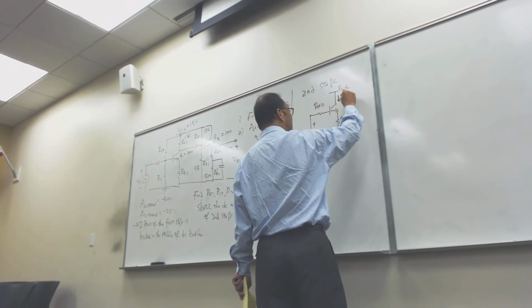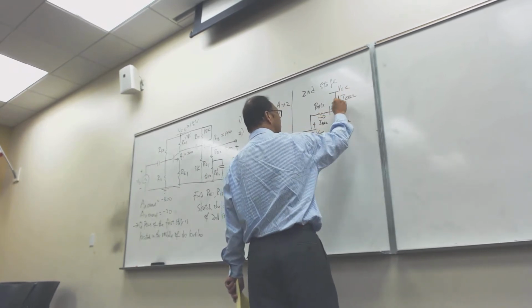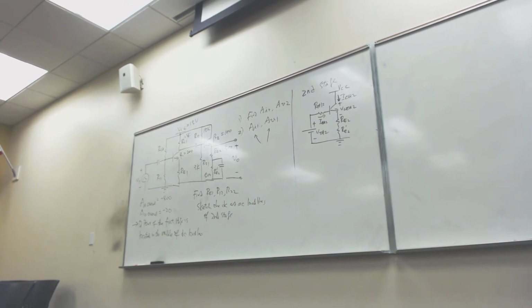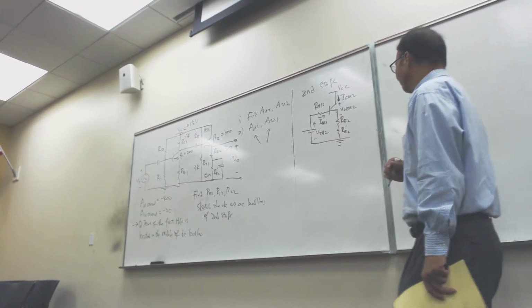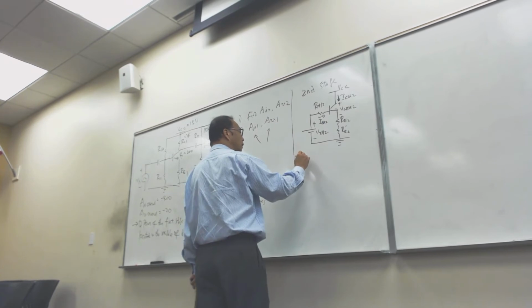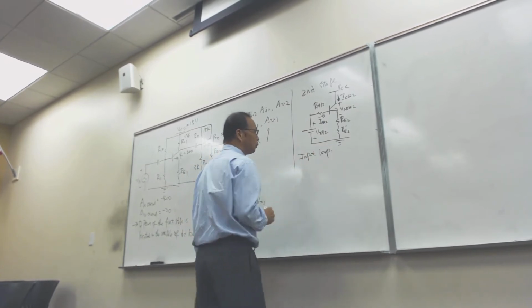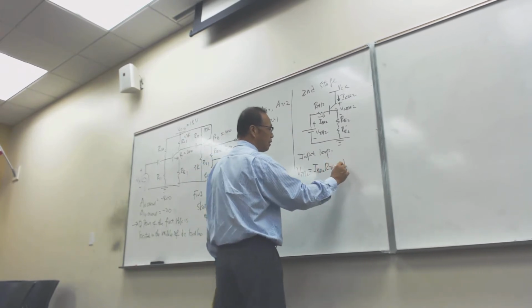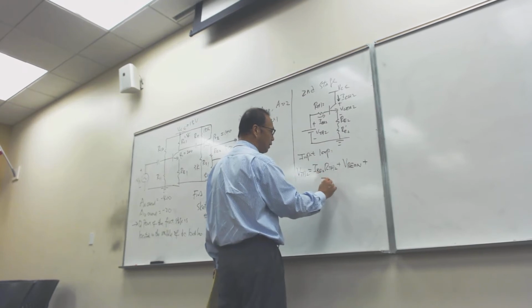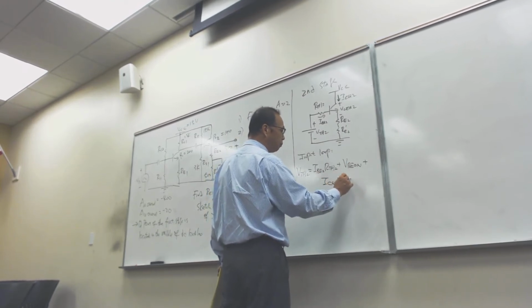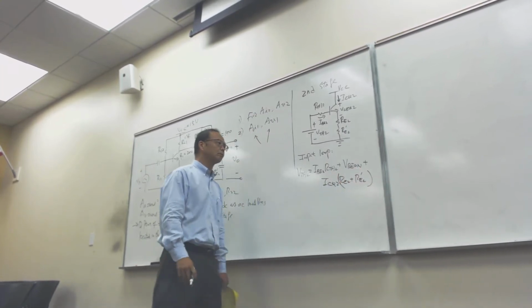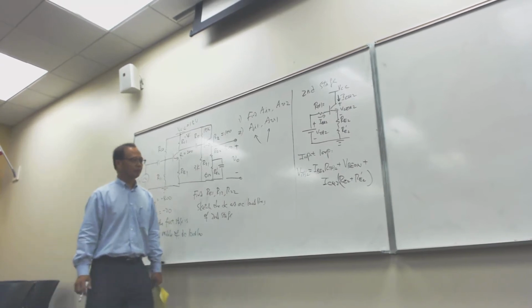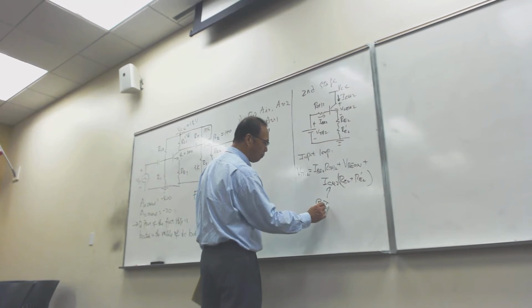Right, so that is ICQ2, IBQ2, this is VCEQ2, right? We have done this many times. Okay, so you go around the input loop, right? The input loop, and you use KVL. You get the equation: VTH2 equals IBQ2 RTH2 plus VBE, plus ICQ2 times (RE2 plus RE2 prime). Correct? And ICQ2 is beta 2 times IBQ2.